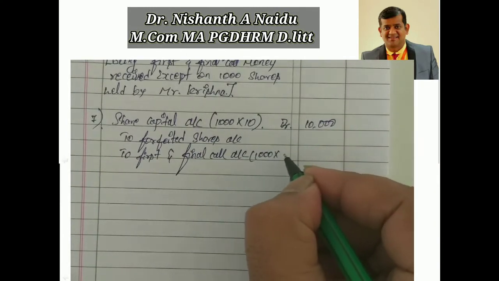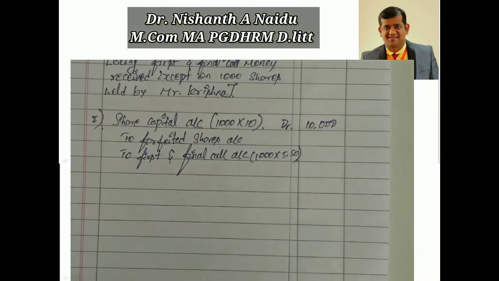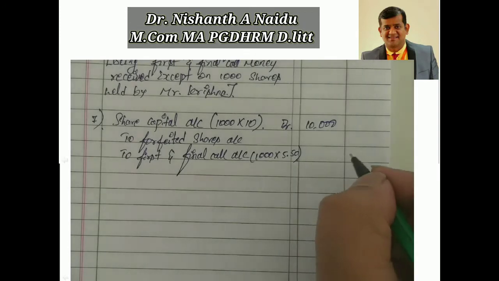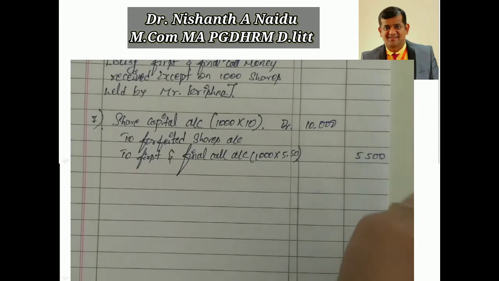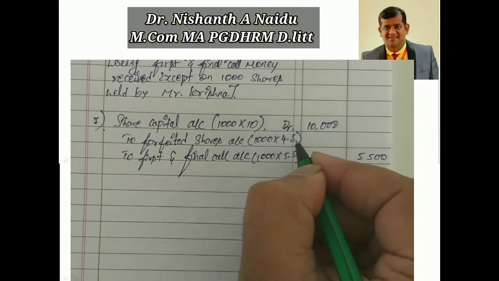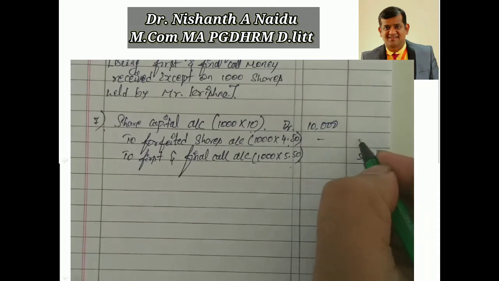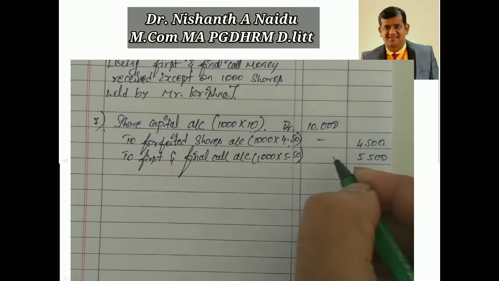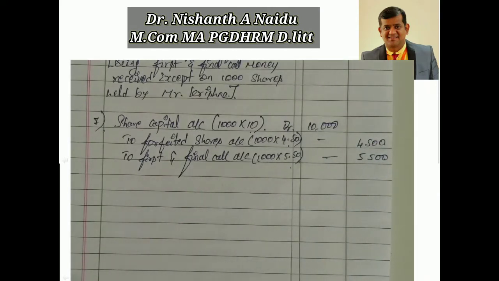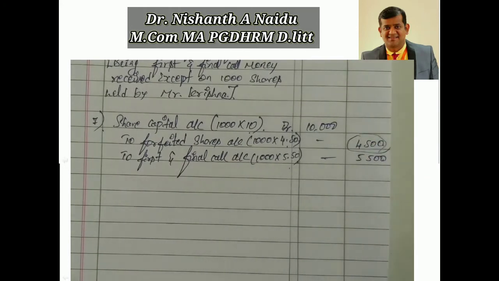That is 1000 into first and final call, 5 rupees 50 paise. So calculate first and final call, 1000 into 5.50, that comes to 5,500. He did not pay it. Correct. So how much he paid then? 1000 into 4.5. How you got 4.5? 10 minus 5.5 is 4.5. So he paid 4,500 rupees. He paid 4,500 rupees. So I'm highlighting this 4,500 for the future adjustment.